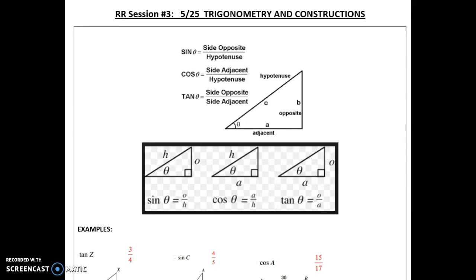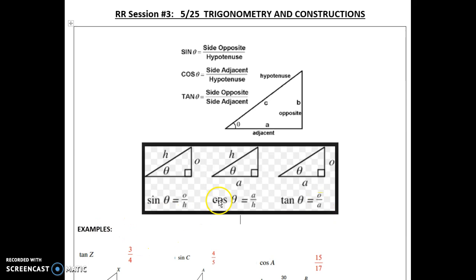Hi there. Regents Review Session 3 is trigonometry and constructions. Remember, with trigonometry, we're talking about sine, cosine, and tangent. Please remember that this is not given to you on your formula sheet, so you want to make sure to remember your comparisons. Sine is opposite over hypotenuse. Cosine is adjacent over hypotenuse, and tangent is opposite over adjacent.